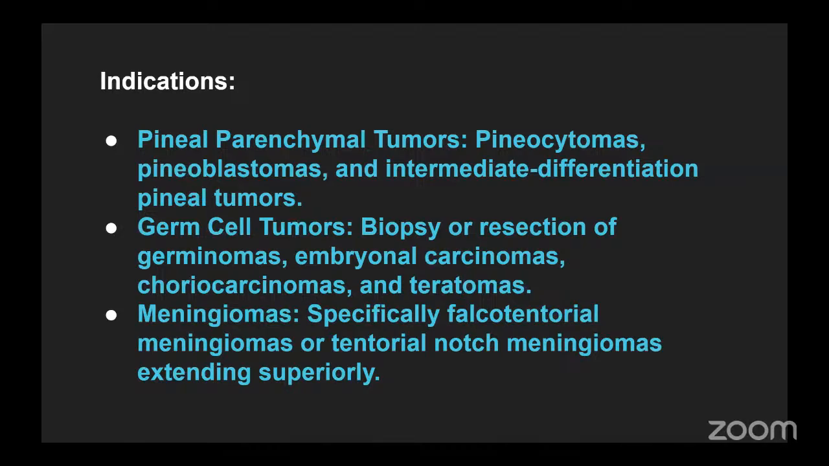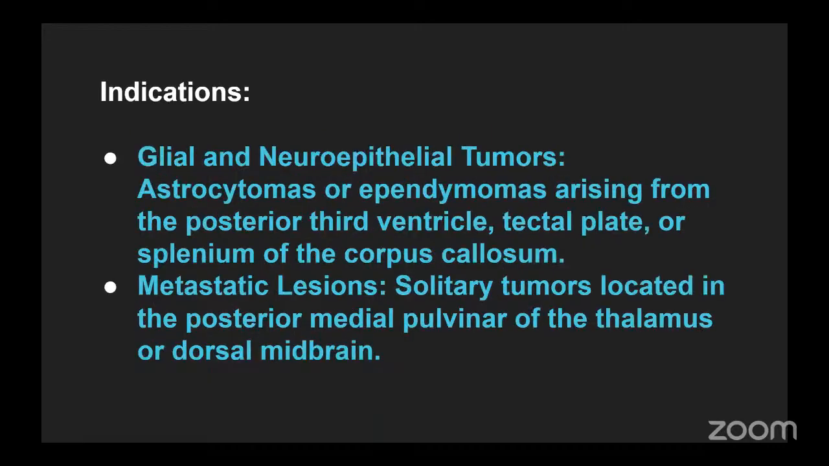Indications, I'm sure you all would know. Any lesion around the pineal area or in the posterior third ventricle can be accessed via the occipital transtentorial approach. These can be pineal lesions. These can be germ cell tumors. And these can be meningiomas, especially falcotentorial meningioma or tentorial notch meningiomas, which are extending superiorly.